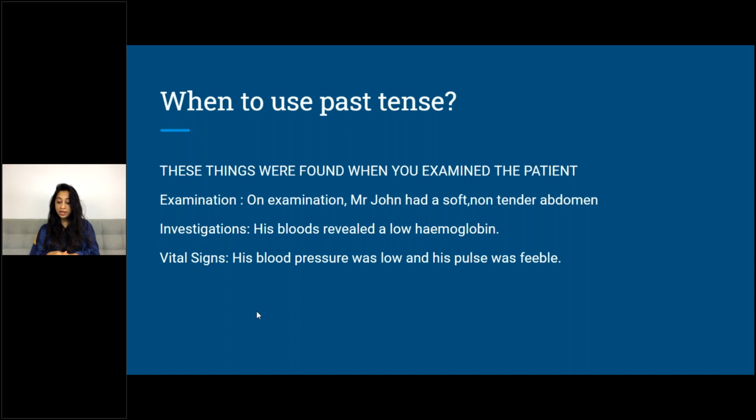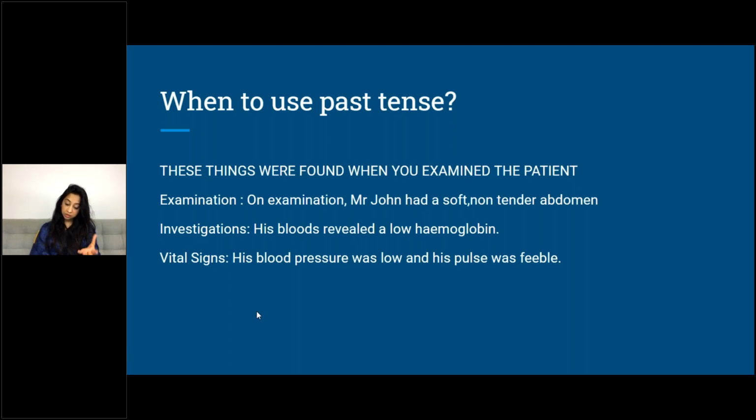SD has asked why "a low hemoglobin". So SD, we talked about tests, and people can have multiple tests in their life. So I can have my hemoglobin checked multiple times in my life. So on this particular hemoglobin investigation, I was found to have a low hemoglobin. So that's why I'm going to be writing "his bloods revealed a low hemoglobin". Whenever you're talking about tests that you're going to have multiple times in your life, you're going to be writing "a".